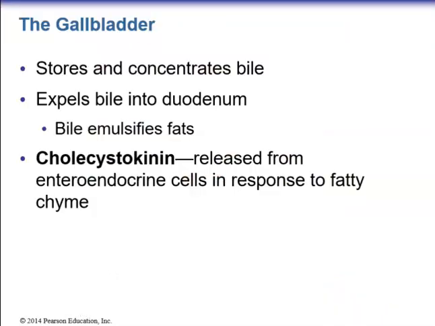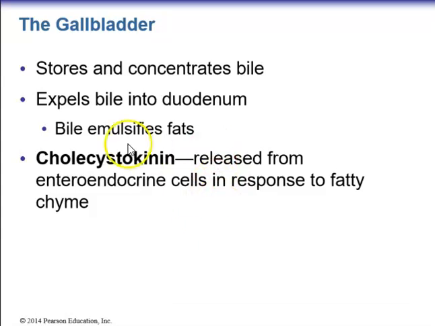So the next organ that we'll talk about is the gallbladder. The gallbladder is important because it stores and concentrates bile. Bile, again, is important for emulsifying fats. The bile that is stored within the gallbladder will then be expelled into the duodenum.